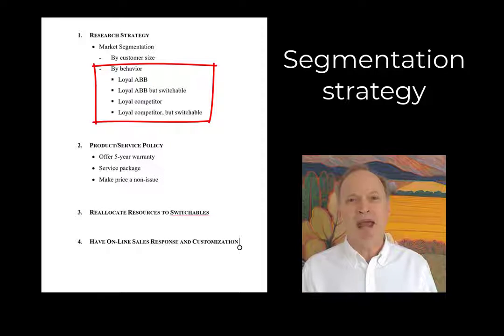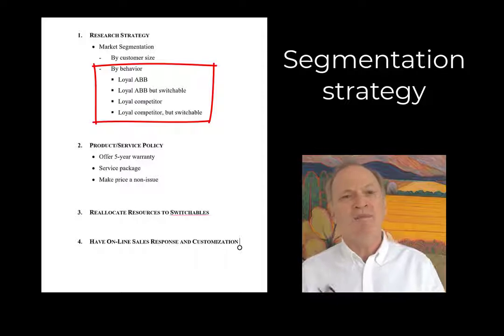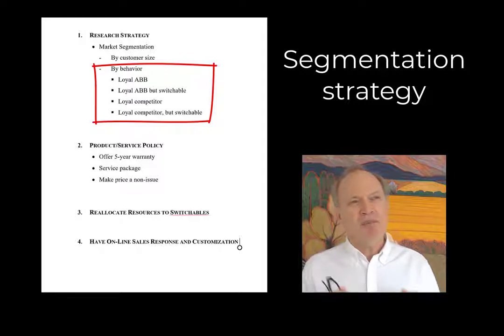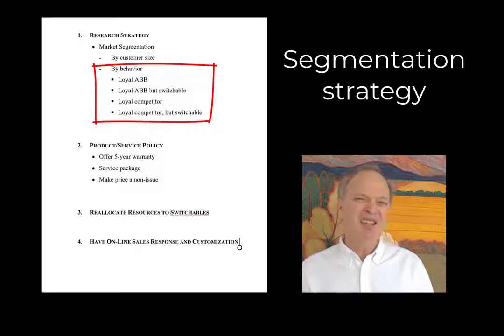Let's think of the first one on the map as loyal to ABB. In other words, ABB is near, let's call it, the ideal of what that organization would likely buy from. The probabilities are extremely high they would buy from ABB. Let's call that loyal ABB. The second segment, loyal to ABB, but switchable. In other words, there might be another competitor like GE that's not too far away on that perceptual map.